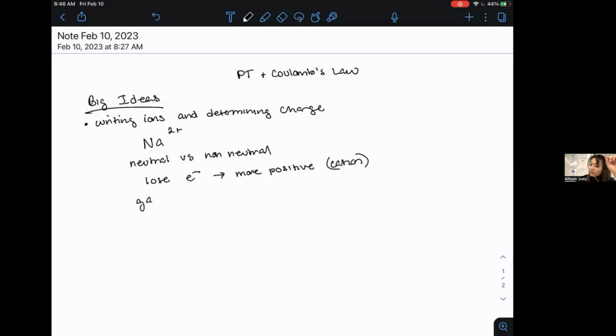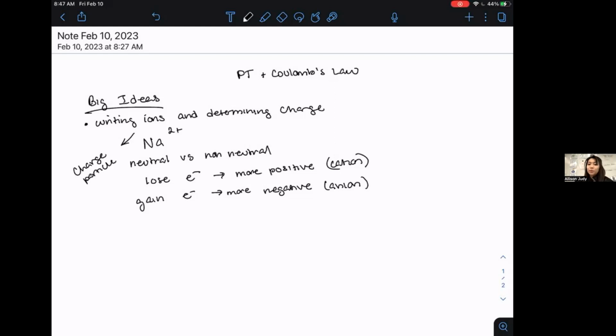If you gain electrons, you add to your original neutral count of electrons. You become more negative. You become an anion, a negative ion, right? And an ion is what? What's the simplest definition for an ion? A charged particle, a particle with a charge.